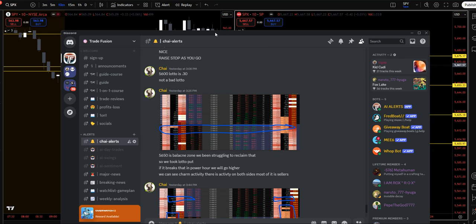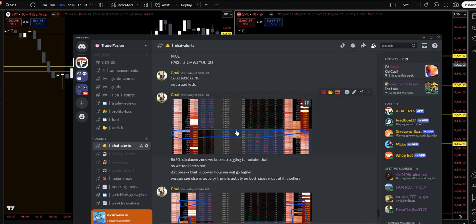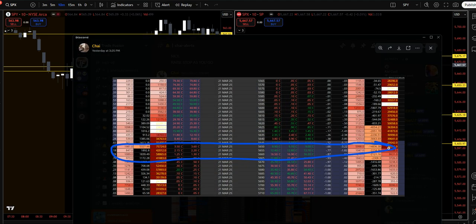Why did I take a lot of puts? The reason I took a lot of puts, multiple reasons. Okay, we could see the 5650 being a really big balance zone. One thing we know is sellers are in control. They could decide that, okay, you know what, 5650, I have a lot of orders here. If I stay under, I could actually go down, right? Sellers are in control. Okay, they can push the price down.